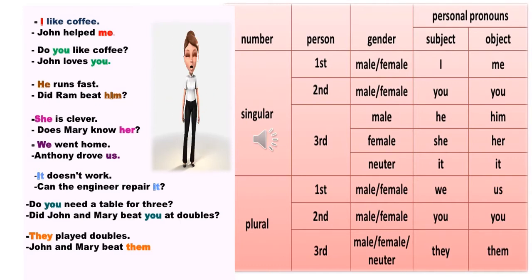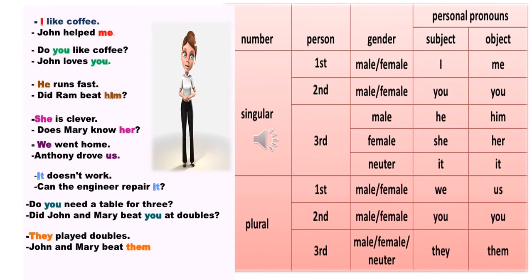Next is we went home. Anthony drove us. Here we is used as subject and us is used as an object, and we and us are first persons. Next is it doesn't work. Can the engineer repair it? In first sentence it is used as subject, and in next sentence it is used as an object, and these are used for neuter.